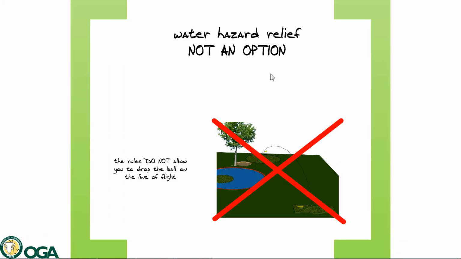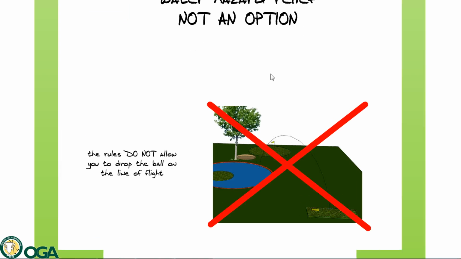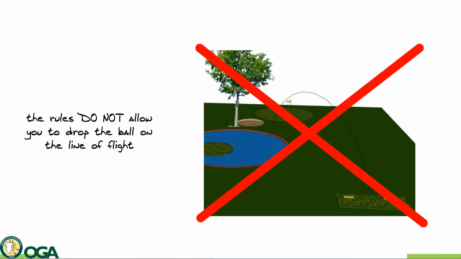One other comment, there's a myth out there that you can drop on your line of flight. That is not an option under this water hazard rule. In fact, it's not an option under the rules of golf under any rule. So if you start from the tee and you hit your ball into a water hazard, you can't go back on the line that you played and drop anywhere on this line.